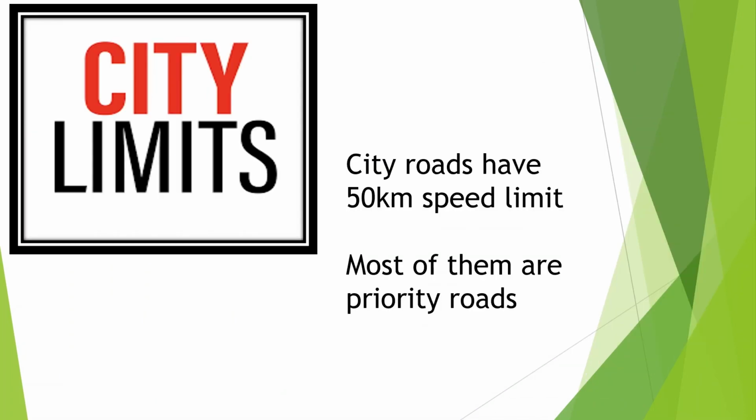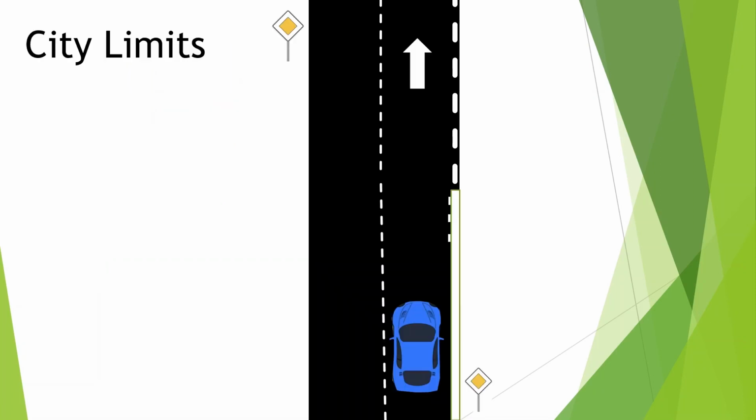So let's get started. Most of your examination will be through city limits, through city roads, and you know the speed limit in city roads, even if not explicitly mentioned, is 50 km/h. Most of them are priority roads, but this doesn't really matter because most of the city roads will be governed by traffic signals. So let's look at different scenarios and the corresponding concerns.